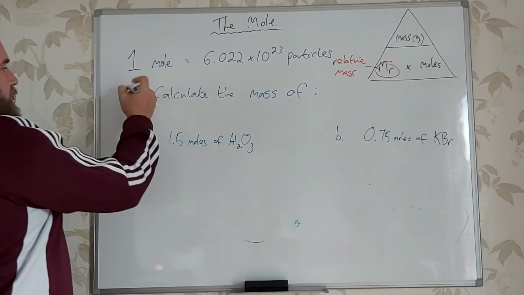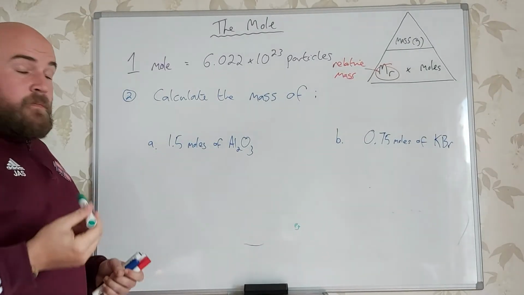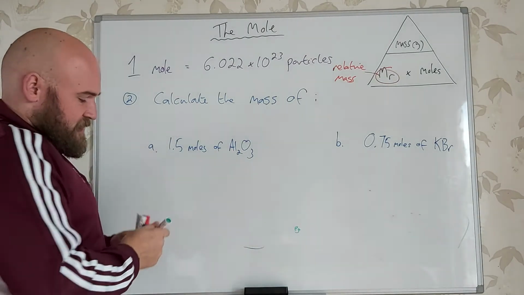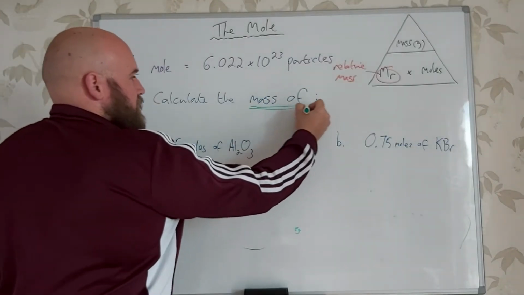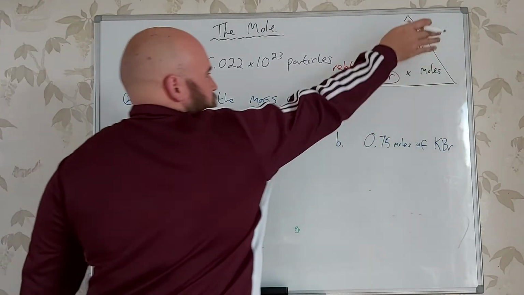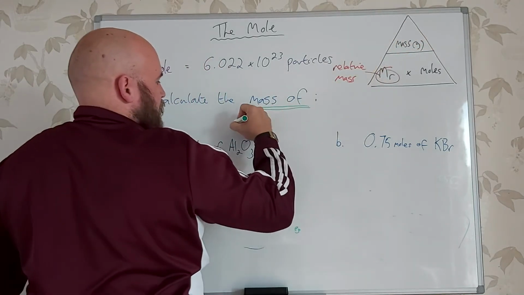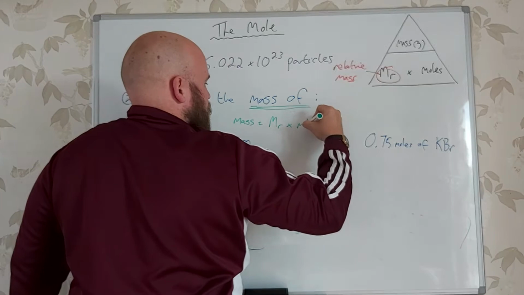Okay guys, got a second type of question now. So this time we're not calculating the number of moles of something, we've actually been given the number of moles and we're asked to calculate the mass of a substance. So the mass of these substances. How do you work out mass? We'll cover up mass in the triangle. It's mass equals Mr times moles.